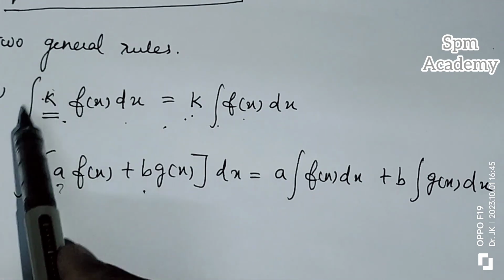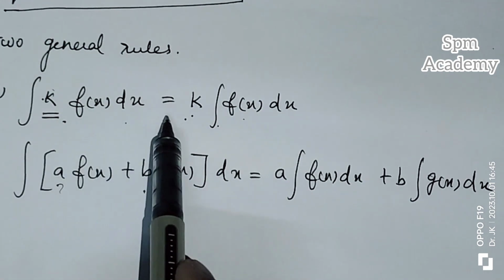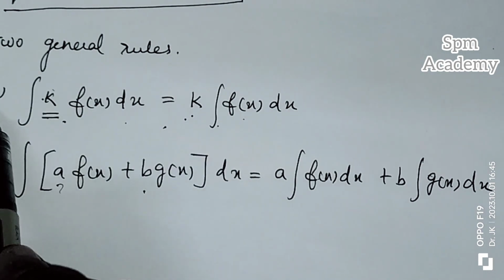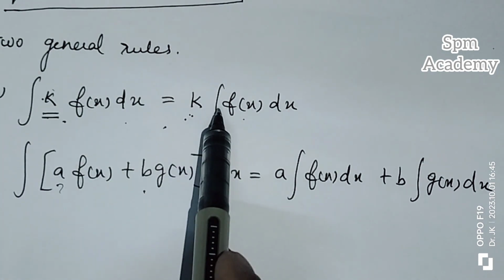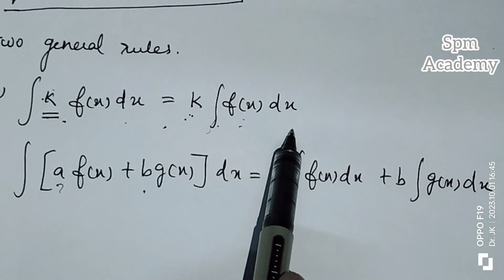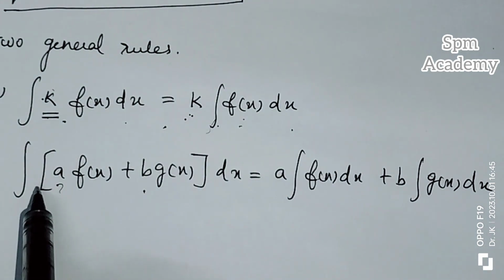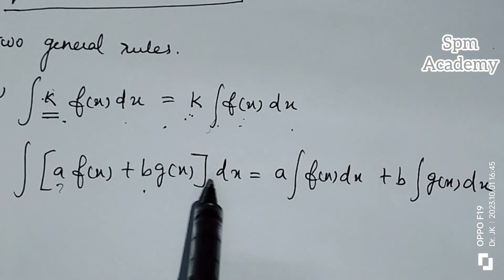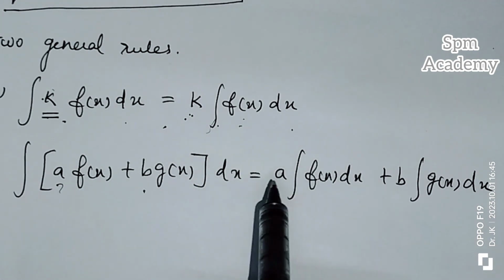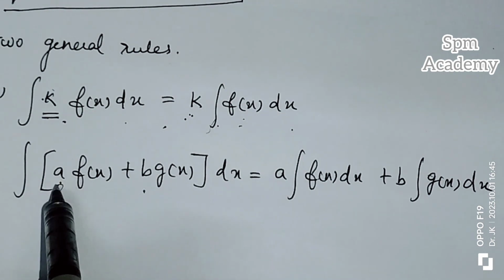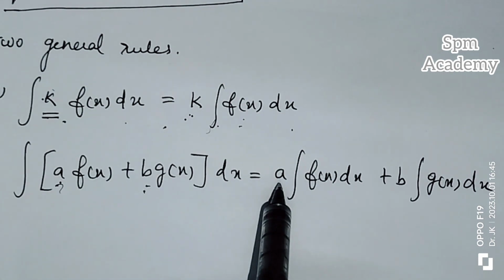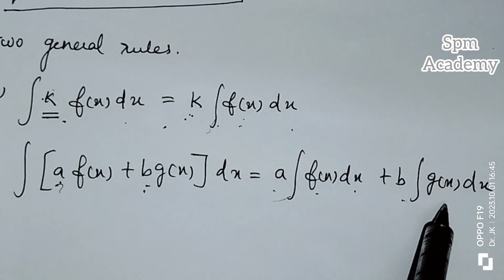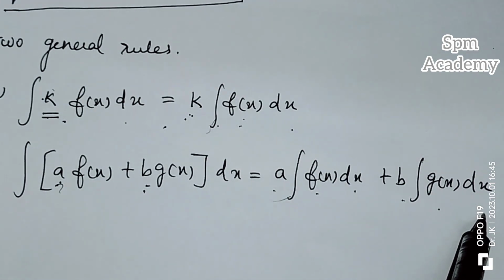First one, the integral of k into f of x dx, k is a constant, so we can take it out of the integration, and then k into the integral of f of x dx. The second rule is the integral of a into f of x plus b into g of x into dx. Here also a and b are constants, so we can write it as a into the integral of f of x dx plus b into the integral of g of x dx.